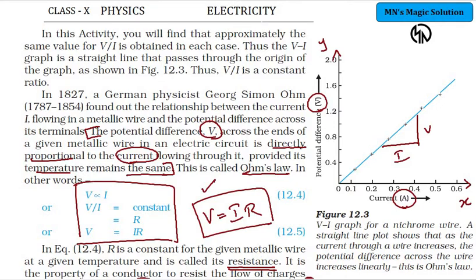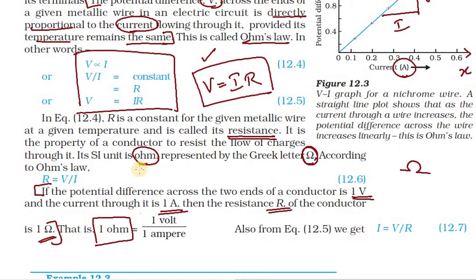And the last part, the unit for resistance, which is ohm, and its definition. So these are the various concepts that you have to present when you are discussing Ohm's law in a 5-mark question. Now let us go for some of the problems.